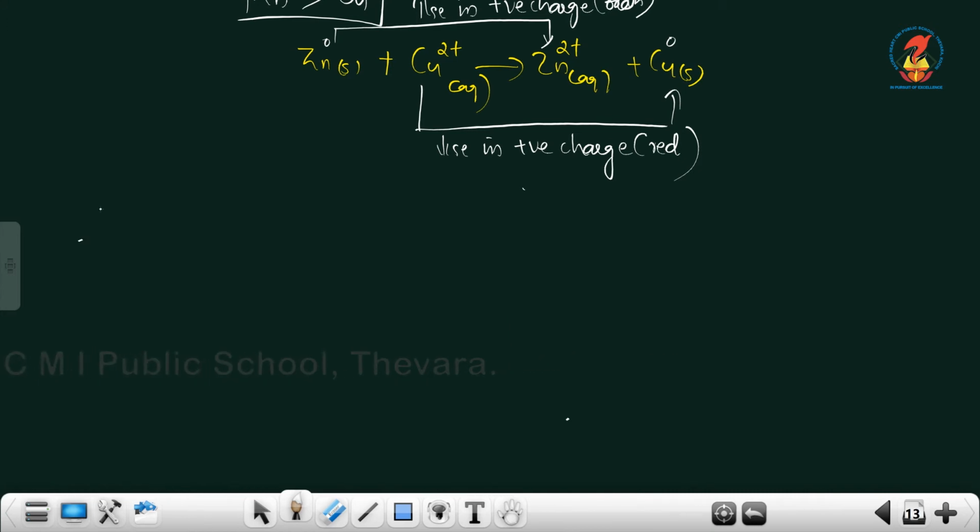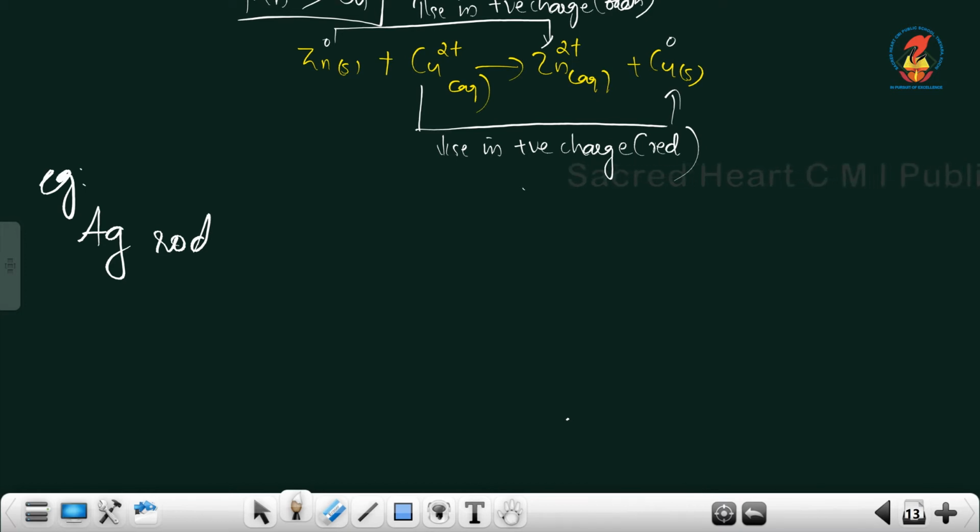Similarly, if we dip a silver rod, this is another example to compare the competitive electron transfer. Here zinc and Cu2+ ions are there, but who is actually losing electrons? Zinc is actually losing electrons and undergoing oxidation. The reason is zinc is more ready to lose electrons because zinc is more reactive. Only if the metal that we are dipping in the salt solution is more reactive, there will be a reaction.